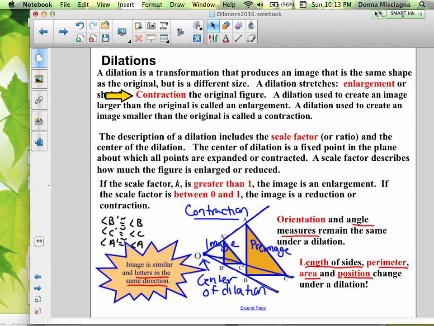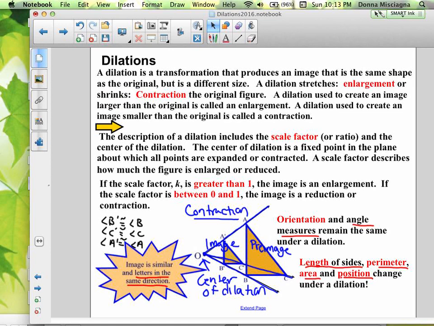Okay? So a dilation either stretches, makes it larger, and that's called an enlargement, or it makes it smaller, it shrinks it, and it's called a contraction. A dilation used to create an image larger than the original is called an enlargement. A dilation used to create an image smaller than the original is called a contraction.